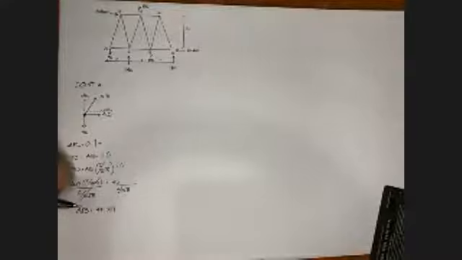Hindi natin siya kinuha sa method of sections, no? Kasi ang una nating cut, AC, BC, tsaka BD. 44.721 kilonewton in tension. Okay?